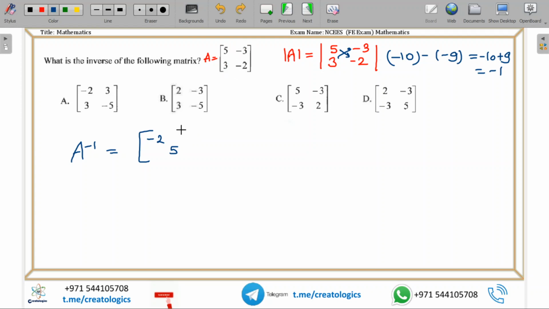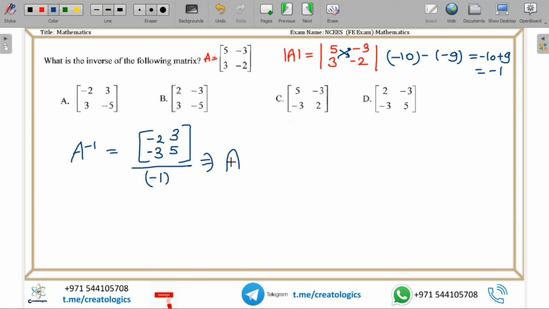And for these two, just change their sign. It is -3 here, so it will become +3. It's +3 here, so it will become -3. We are not changing these two, we are just changing their signs. Interchange these two elements and change only the sign of these two elements, and divide everything by the determinant value. So you can say divide everything by -1.